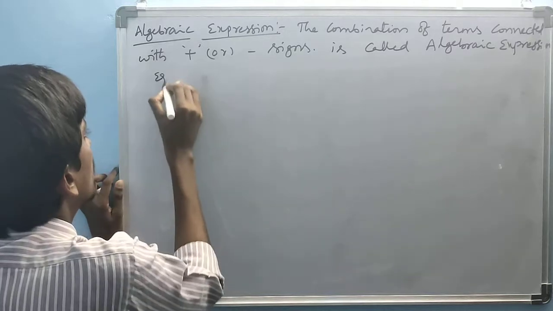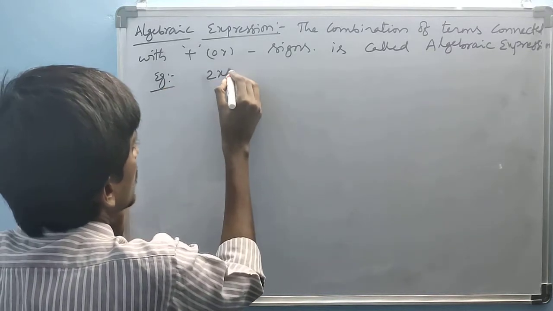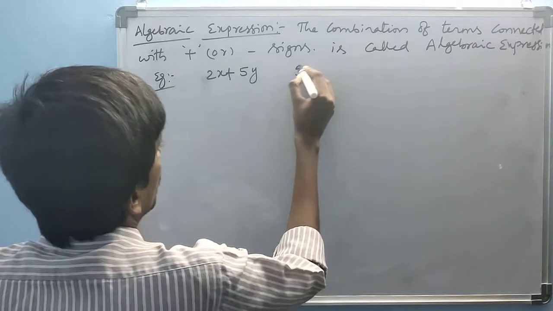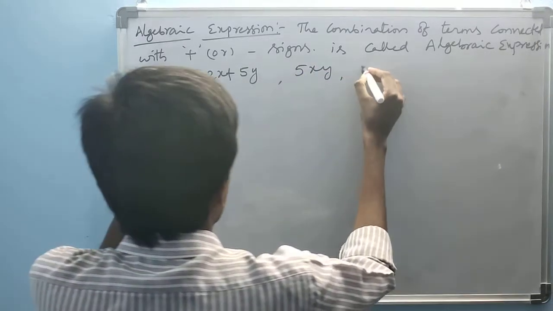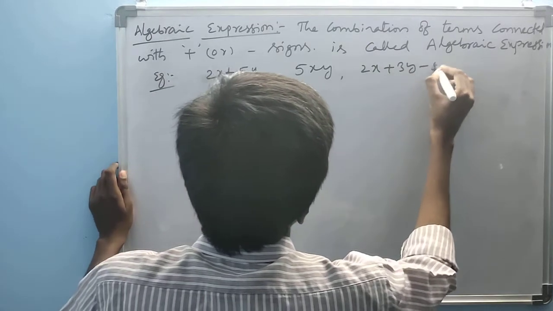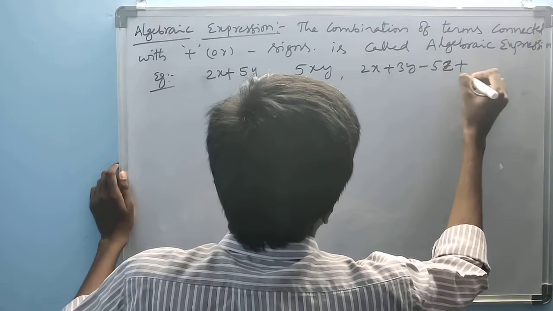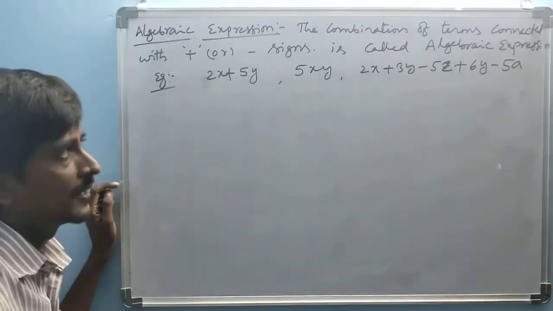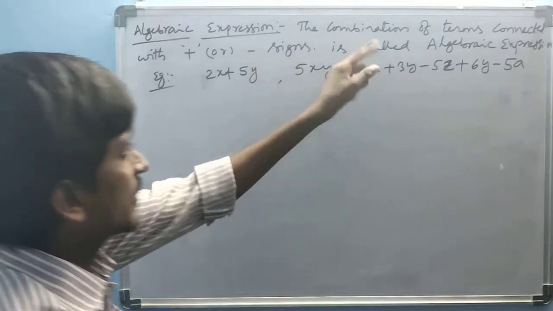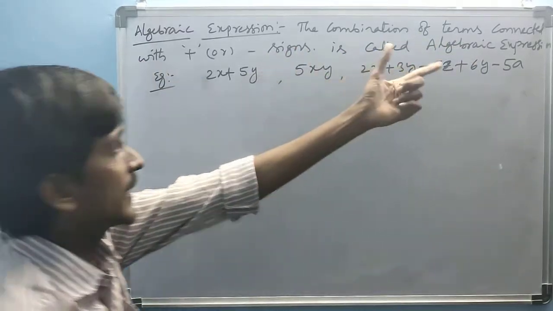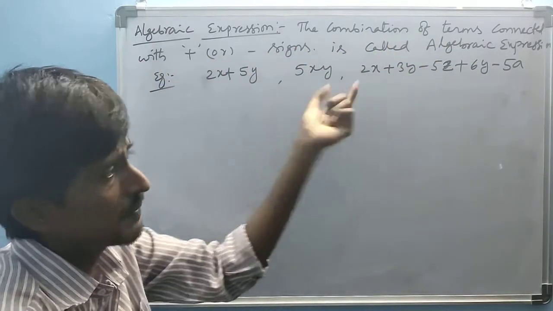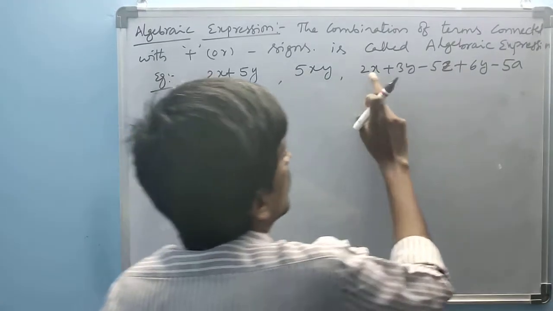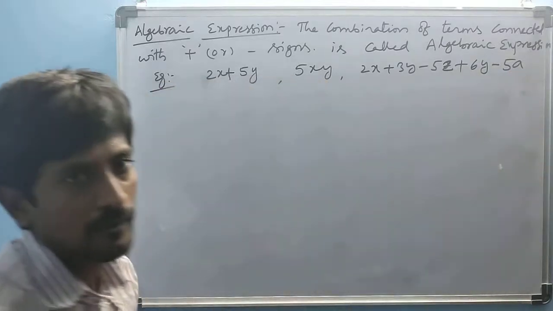For example, 2x plus 5y, 5xy, 2x plus 3y minus 5z plus 6y minus 5a. Numbers connected with a combination of terms, some terms connected with plus or minus signs, either plus or minus or both signs. Here two terms, here one term, here 1, 2, 3, 4, 5 terms.